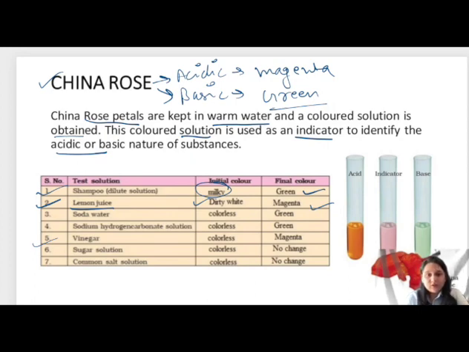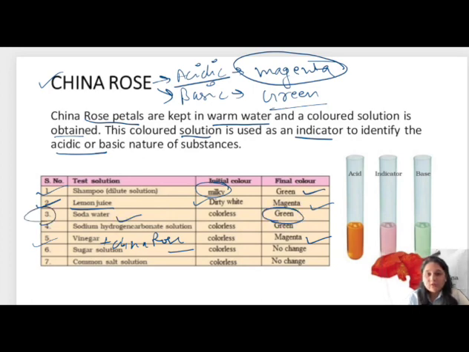So we will put the China rose solution in vinegar, and then it will change its color to magenta. And as you already know, if the color shows magenta, that means the solution was acidic in nature. And if we put some China rose solution in soda water and it changes to green, that means the solution was basic in nature.